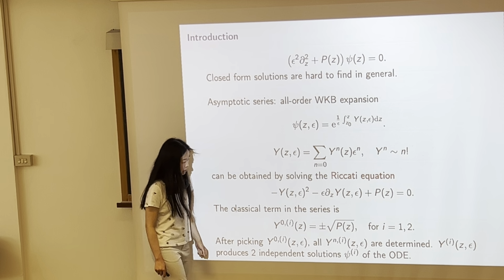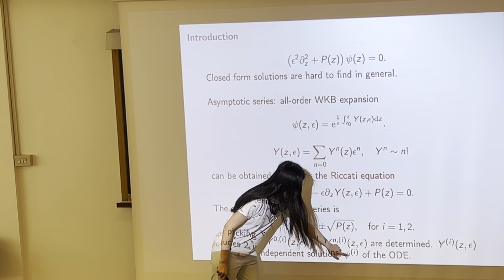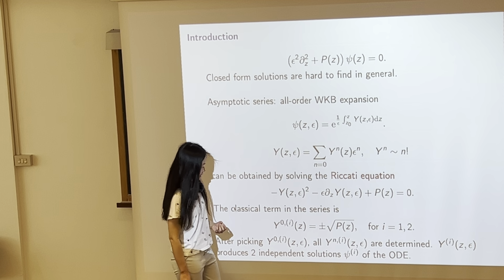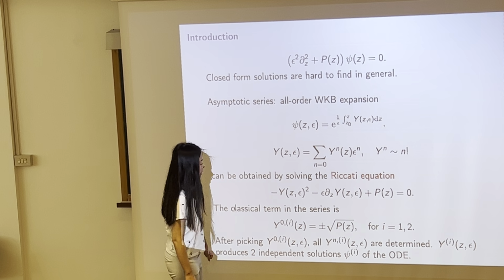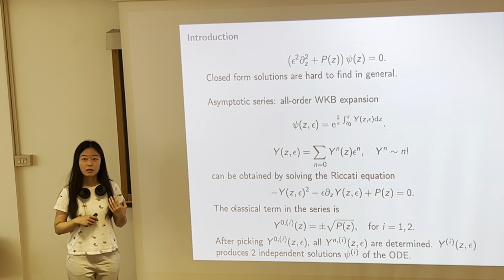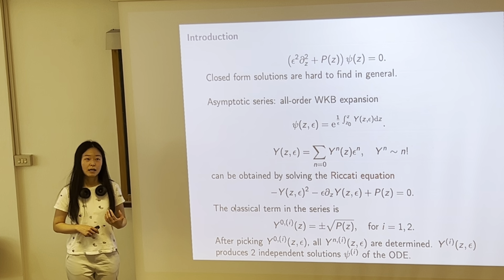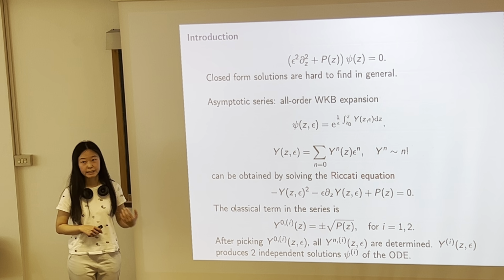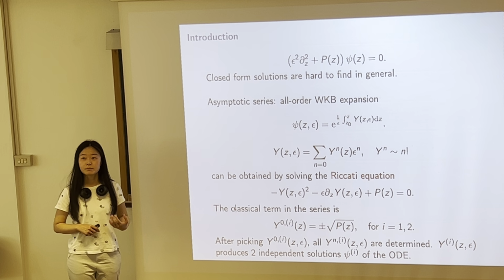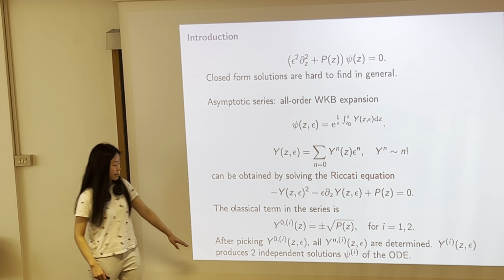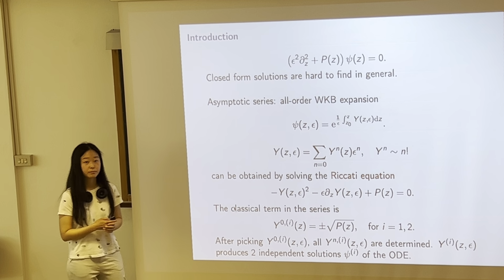So we will label the solution psi also by a label given by 1 and 2, representing whether we take plus or minus sign for this square root. And this i equals 1 and 2 are actually a result because we are studying a second order ODE, so the solution space is actually 2 dimensional. So they give a basis of the solution.